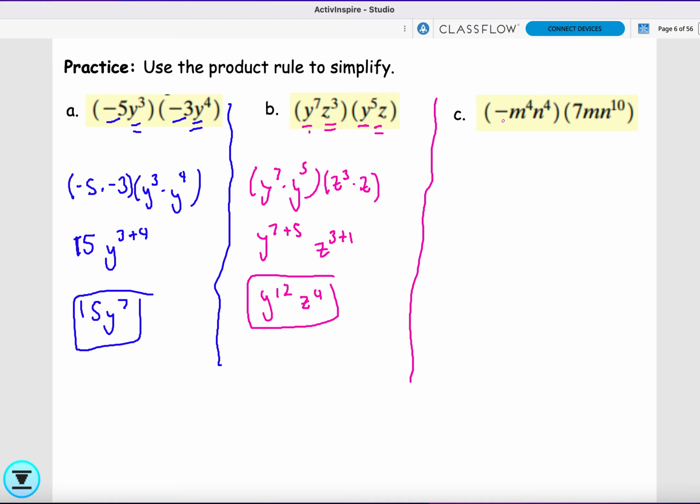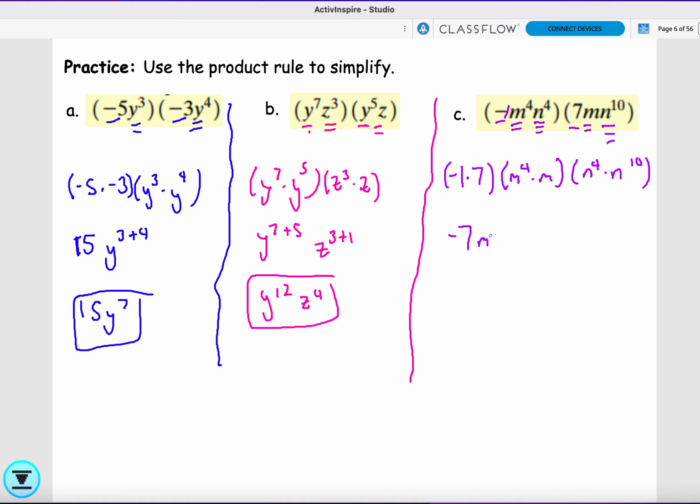This is a -1 invisible that we don't see. The m is its own thing, and then we have the n as well. So they're very separated. So we have -1 times the 7, right? Then we have m to the 4th times m, and then we have n to the 4th times n to the 10th power. So multiply -1 times 7 is a -7.